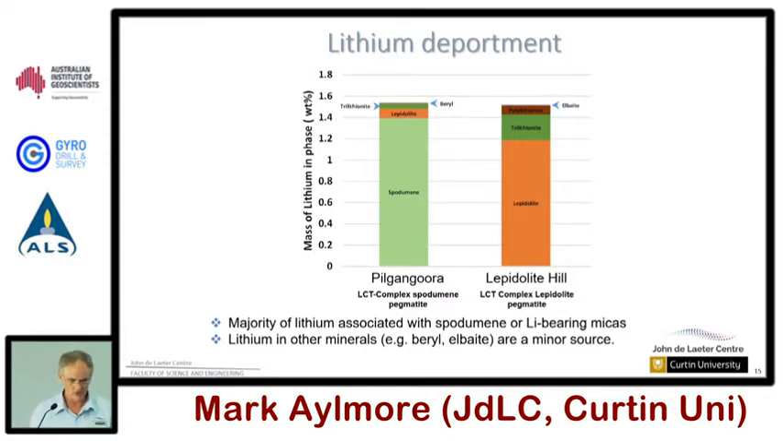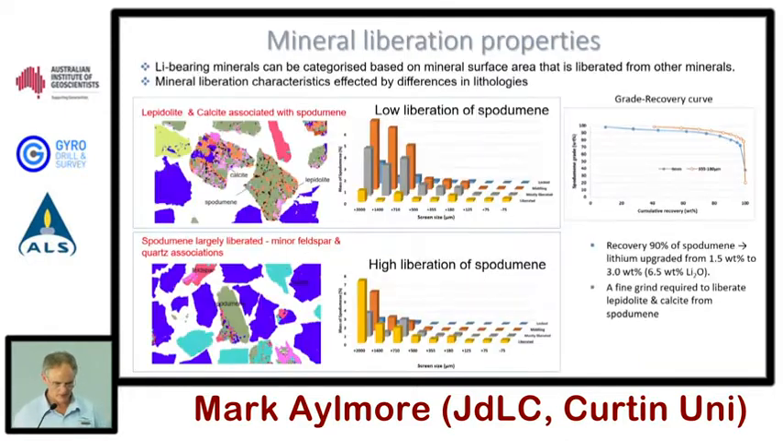Certainly the Pilganora sample contains mainly lithium in the spodumene and some in the lithium micas, whereas the lepidolite one is mainly in the lithium micas and a little bit in the tourmaline. One of the important things, of course, is what sort of grind size you need from a beneficiation step.